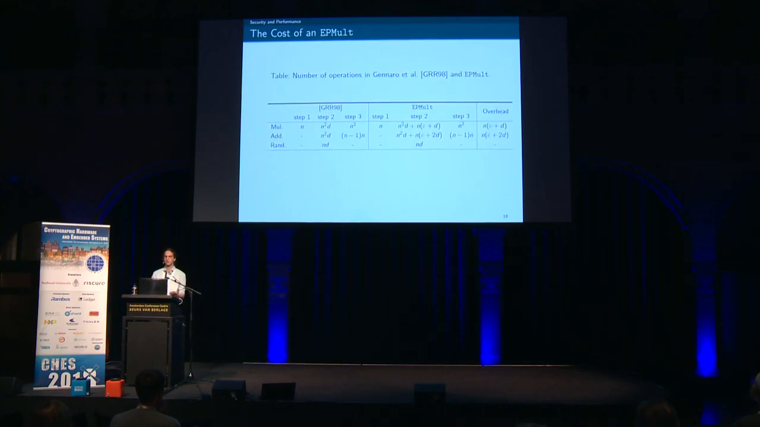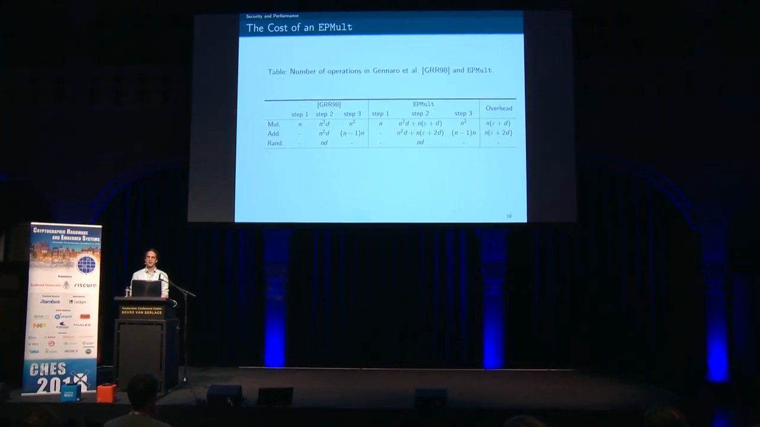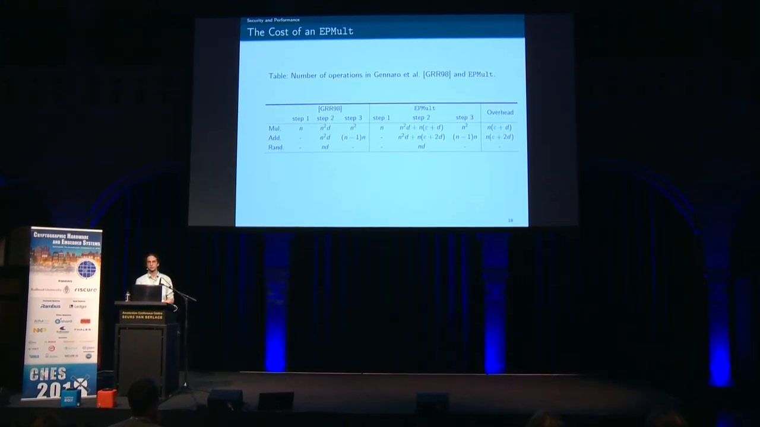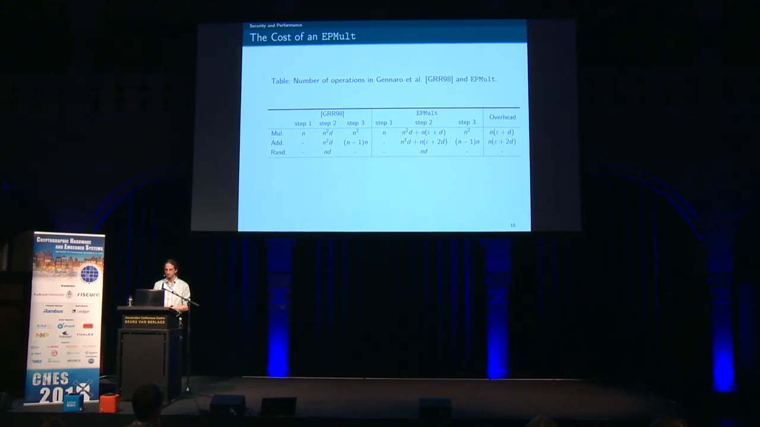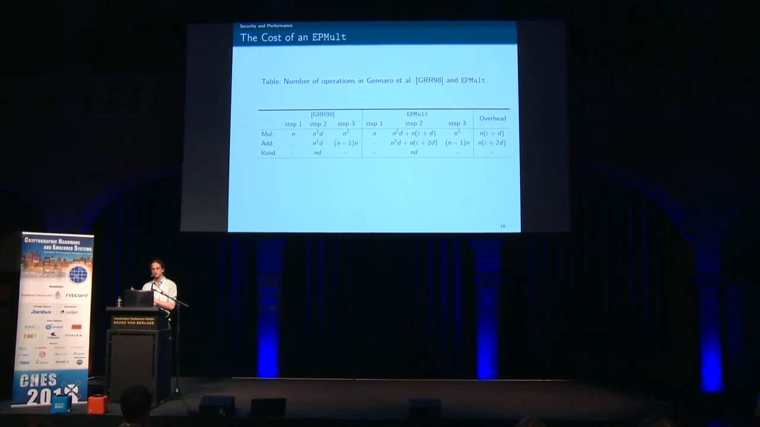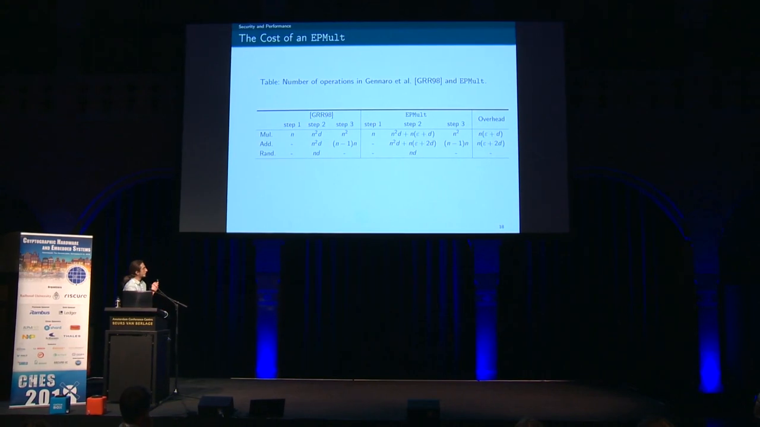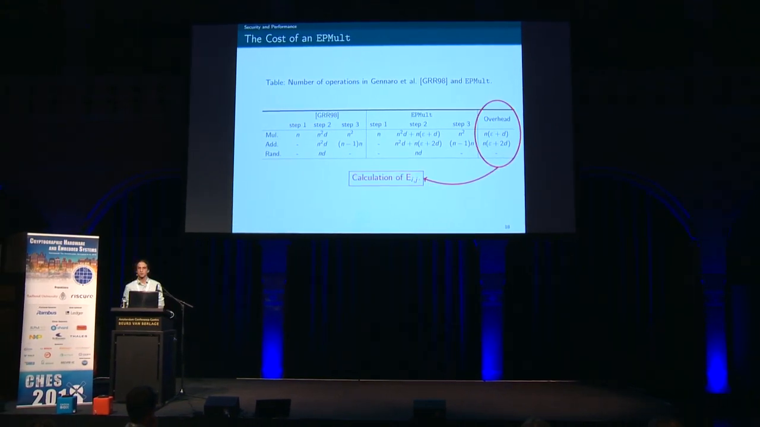So what is the cost of our operations? As you can see, this is the previous version, and this is our error-preserving multiplication scheme. The most costly operation is the second part, in which we generate some degree D polynomial and evaluate this polynomial into other shares. So what is the cost of our operation? It is just the calculation of the EIJ.